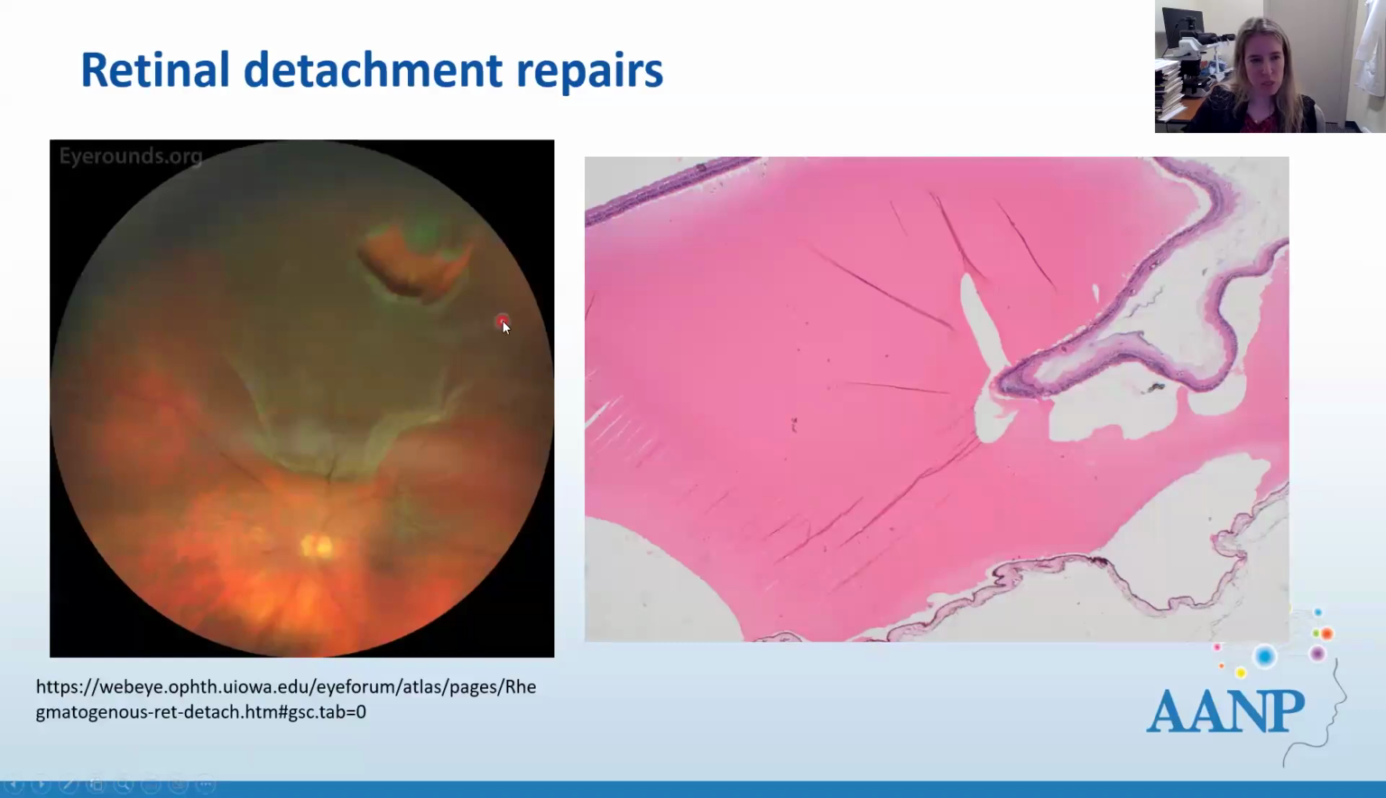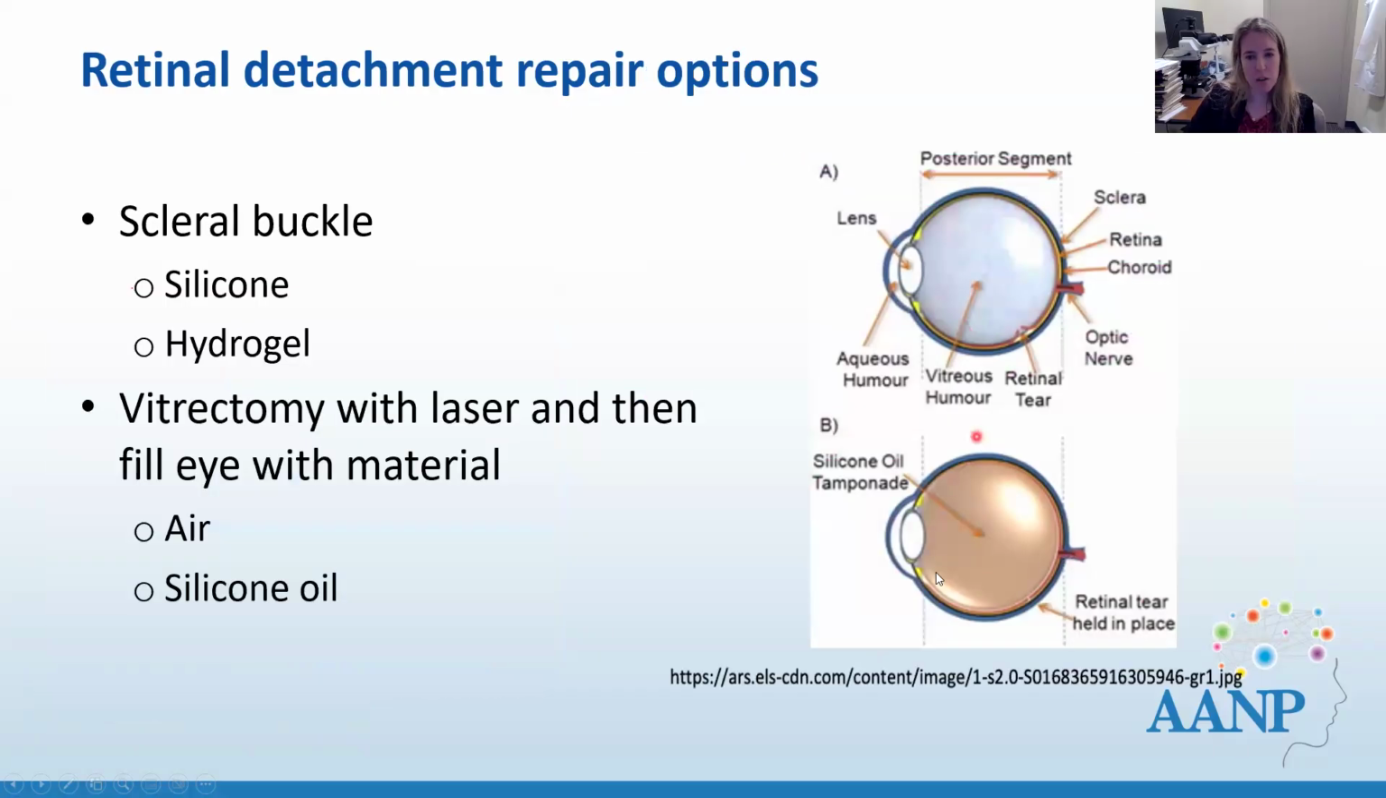So I wanted to delve for a second into retinal detachment repairs. Often when there's a retinal detachment, you can have exudate under the retina that you can appreciate in some eyes. Retinal detachments can happen if there's a tear in the retina, and they're repaired in a few different ways. One way is something called a scleral buckle. The other way is a vitrectomy, where all the vitreous gel is removed, laser is applied around the tear, and then the eye is filled with material like air or silicone oil to hold the retina in place.